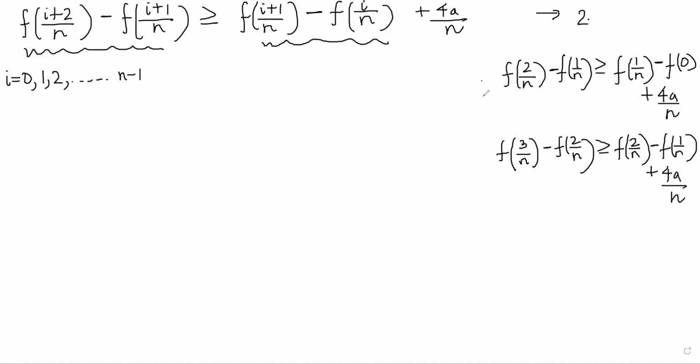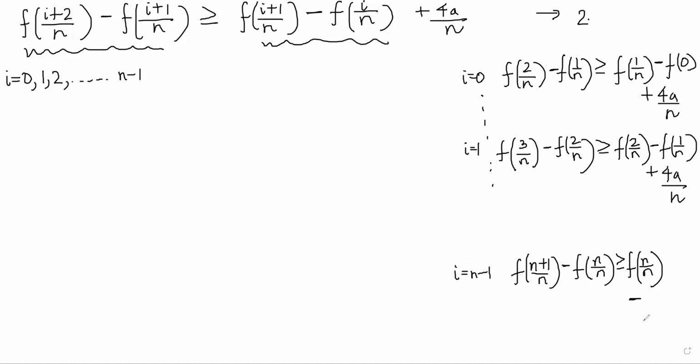If I add up all of these cases, here i was 0, here i was 1. If i was n minus 1, what will we get? We should have f of (n plus 1) by n minus f of n by n is greater than or equal to f of n by n minus f of (n minus 1) by n plus 4a by n.